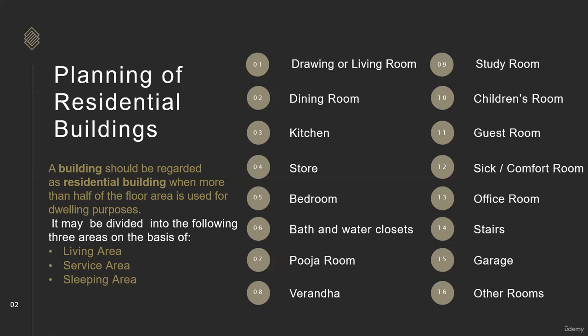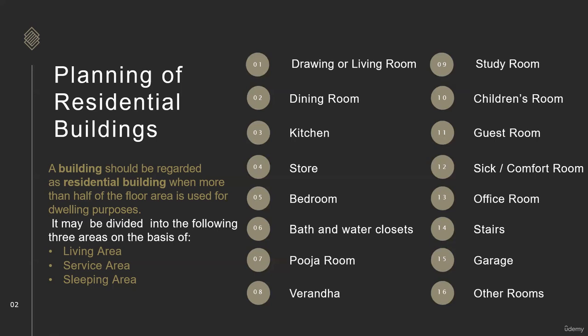Okay, next one is the sleeping area. So what is the sleeping area? Obviously the bedroom areas, and the bathroom attached to a bedroom also comes under the sleeping area, as do the guest room areas. So these are the sleeping areas. Like that, we have divided the categories.